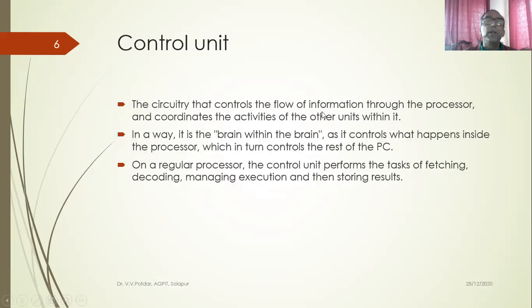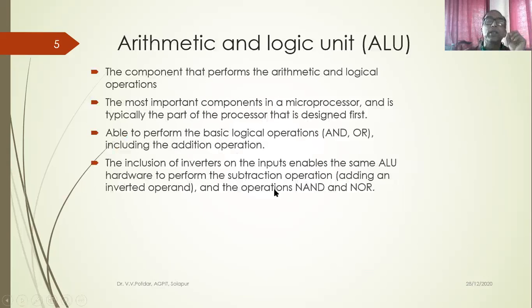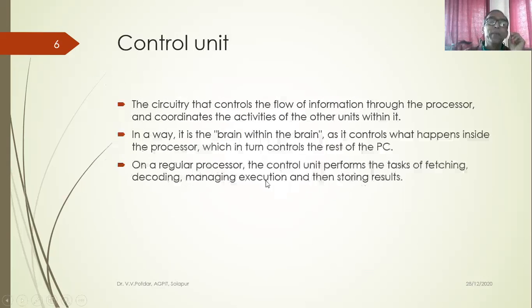Then we have a control unit, the circuitry that controls the flow of information through the processor and coordinates the activities of the other units within it. It's called a control unit. In a way, it is the brain within the brain. Now, the microprocessor itself is a brain. So it is a brain within a brain, as it controls what happens inside the processor, which in turn controls the rest of the personal computer when it becomes part of a computer.